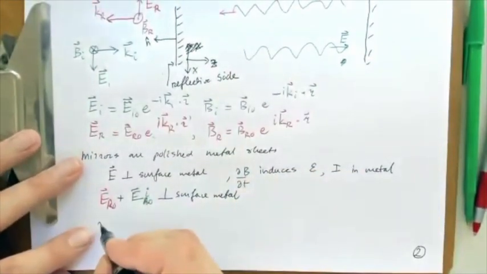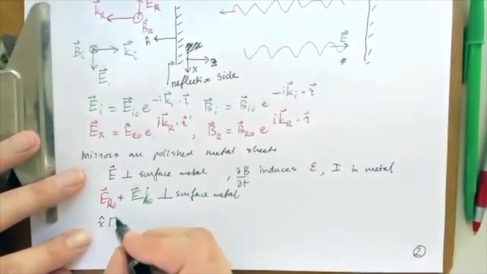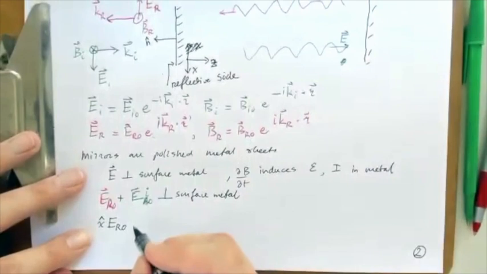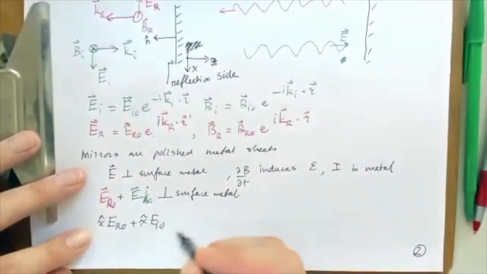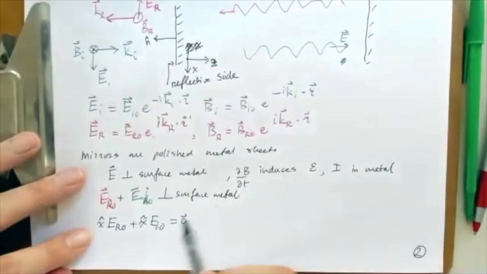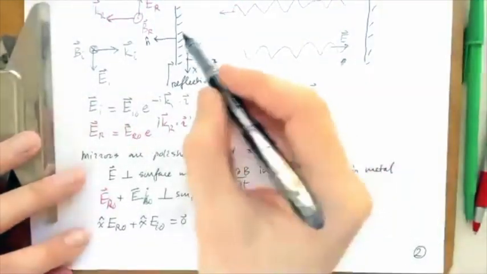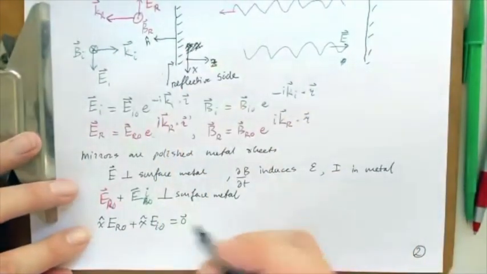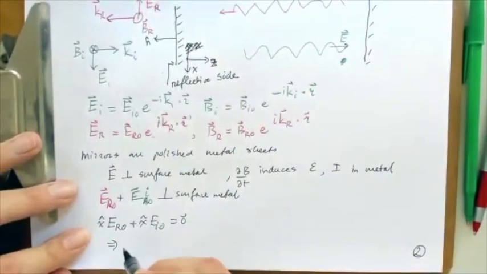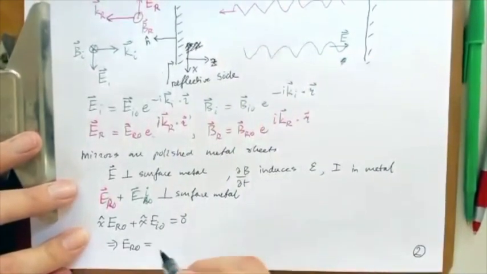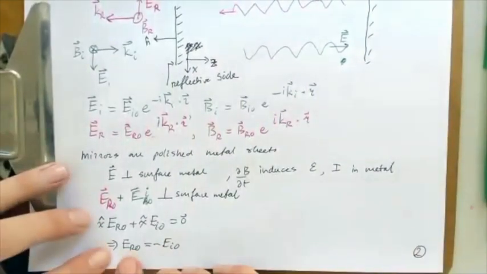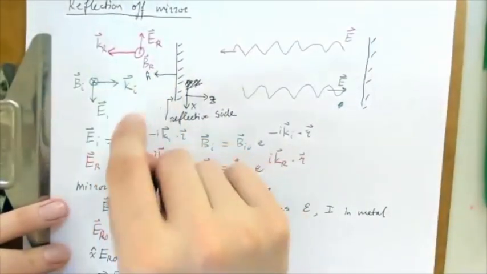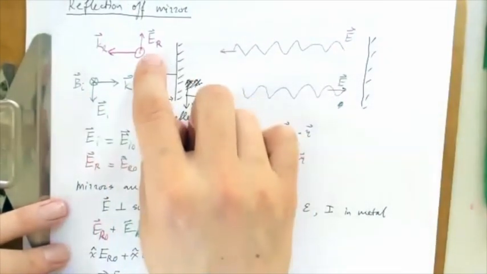So if this is x hat dotted with ERO, and this is x hat dotted with EIO, and the sum needs to be equal to the 0 vector because it needs to be perpendicular to n, which means it cannot have an x component, that means that ERO is minus EIO. Okay, so this is what's happening. So we have the EIO that's pointing in this direction first, then upon reflection, it's pointing in the opposite direction.